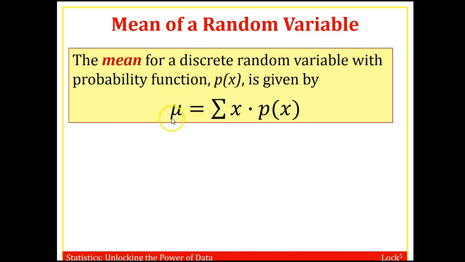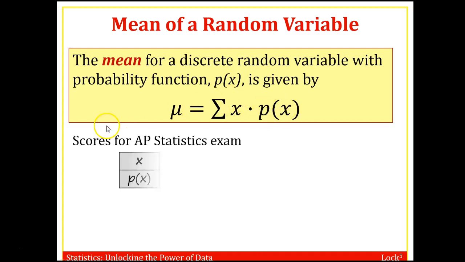So this right here is a Greek letter mu, spelled in English m-u. So mu is equal to, again, summation. This means we're going to add a bunch of stuff together: x times p of x. So this x times p of x means we're going to take all the random variable values times their respective probability, then add them together.